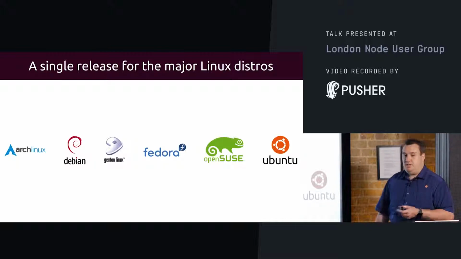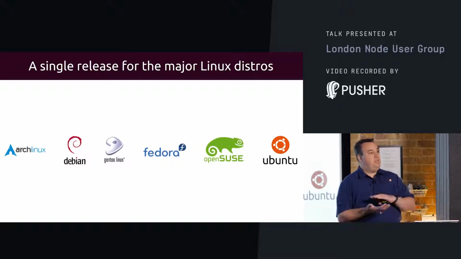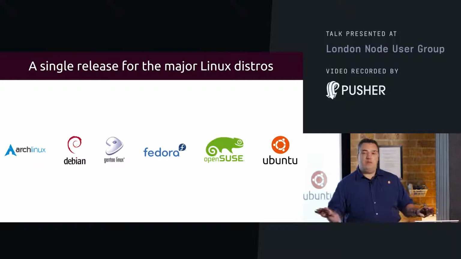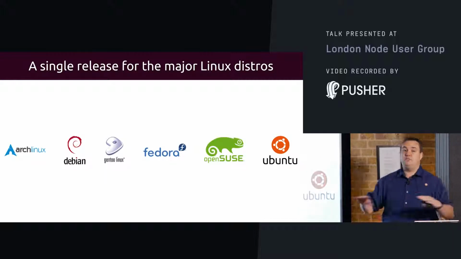Currently, these are the supported Linux distributions. You have a snap and it goes in the store. It runs on all of these OSs. It's build once, deploy everywhere.